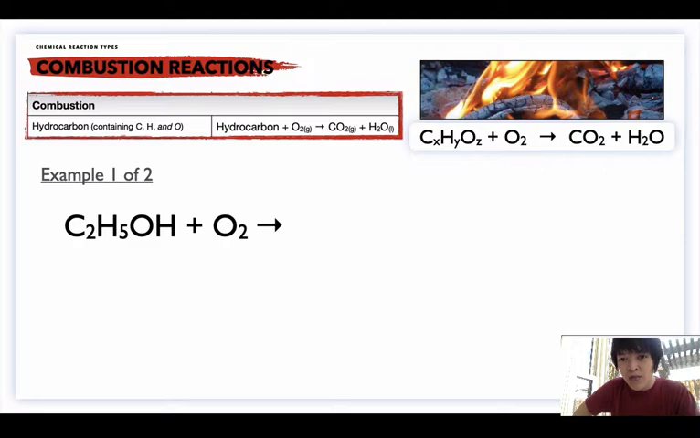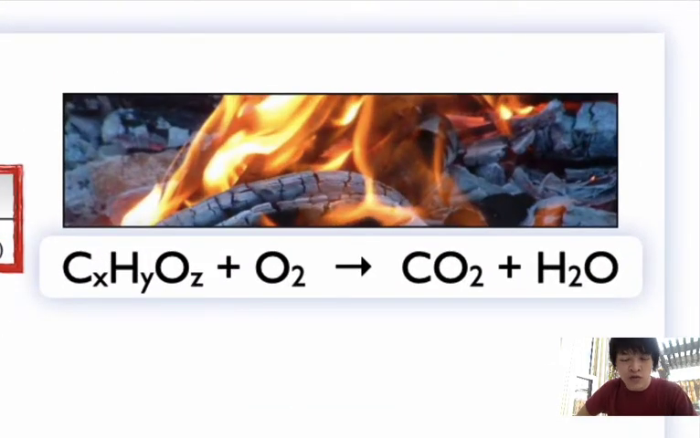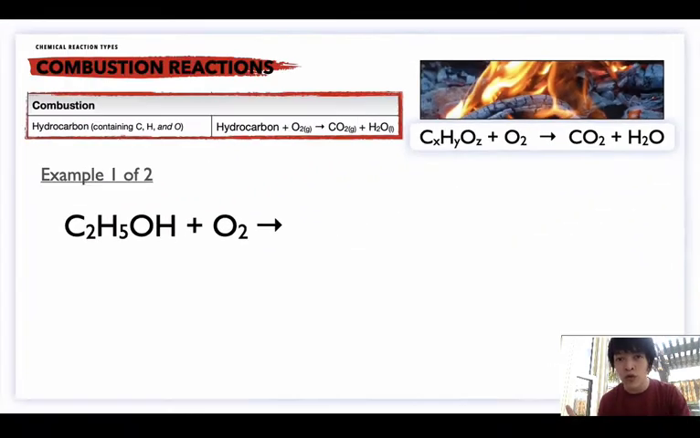If you take a look at the top right corner, you'll notice that for combustion reactions, one of the reactants says CxHyOz. The x, y, and z's here are supposed to represent numbers, and it can really be any number here. The second reactant is always going to be oxygen gas, okay? And in general, the products are going to be CO2 and H2O.